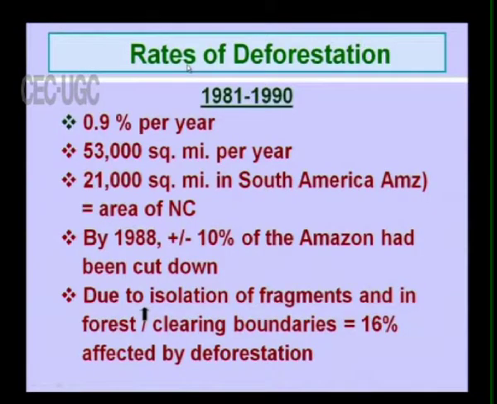Then, let us discuss the rate of deforestation. In 1981 to 90, looking at the statistics, it is 0.9% per year. That means 53,000 square miles per year, of which 21,000 square miles were in South America, in the Amazon forest, equal to the area of New York City. By 1988, around 10% of the Amazon had been cut down, and due to the isolation of fragments and clearing boundaries, 16% of the forest was affected by deforestation in that one decade, 1981 to 90.